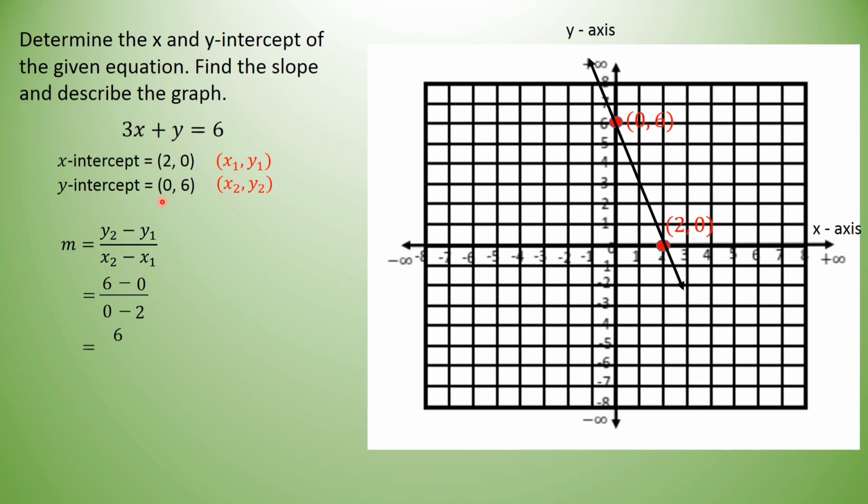6 minus 0 is equal to 6 over 0 minus 2 is equal to negative 2. So let us simplify. Our slope now is equal to negative 3. Okay, so the line leans from right to left and the trend of the graph is decreasing. Since our slope is negative, ang ating line ay papunta sa kaliwa.